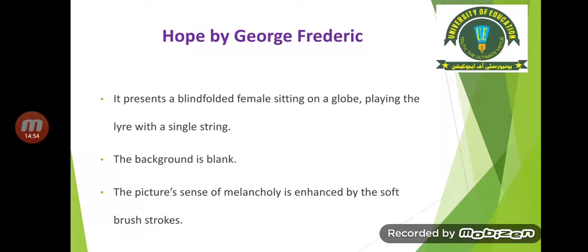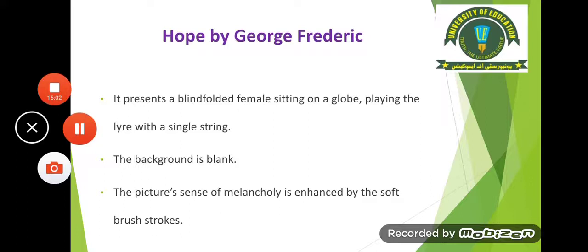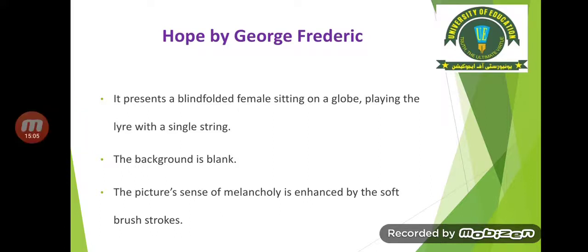Hope is another painting by George Frederic. It presents a blindfolded female sitting on a globe playing the lyre with a single string. Basically, she is shown playing a musical instrument. The background is blank, and the picture's sense of melancholy is enhanced by the soft brush strokes.